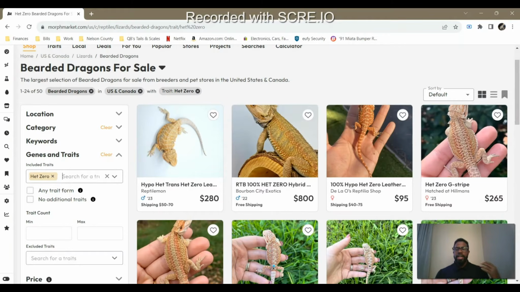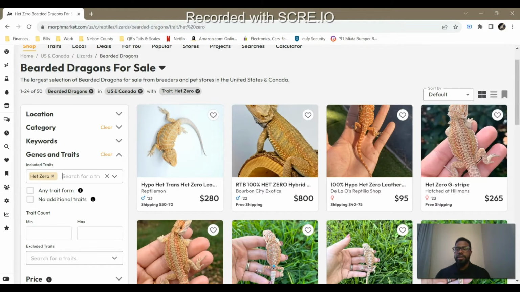Now, if you want, you can exclude any traits. So let's say you don't like leatherbacks, you can go ahead and exclude leatherbacks. Let's say you don't like Dunners, same thing. It's whatever you want to do. So for right now, I'm just going to leave it as is, and we're going to search for a male. You want to start off with the male first, because then you can work your females around that one male, because you're only going to have one male, but you're going to have several females.